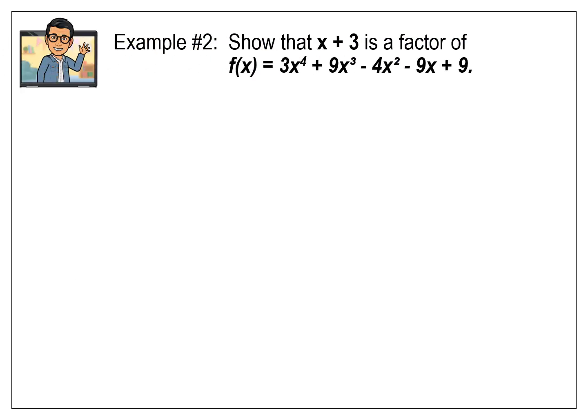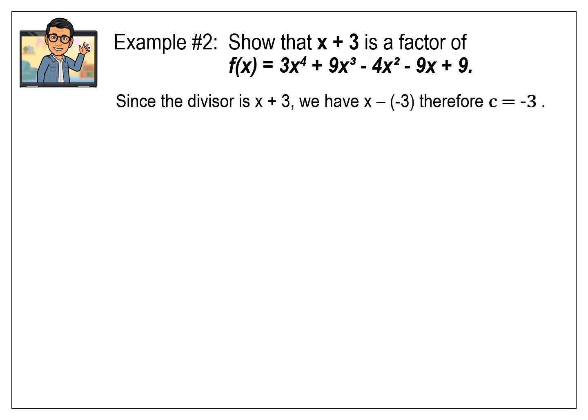Let's have example number 2. Show that x plus 3 is a factor of f of x is equal to 3x raised to the 4th plus 9x cubed minus 4x squared minus 9x plus 9. Since the divisor is x plus 3, this is the same as x minus quantity negative 3. Therefore, c is equal to negative 3. Let us use two methods this time to show that x plus 3 is a factor of this polynomial function.